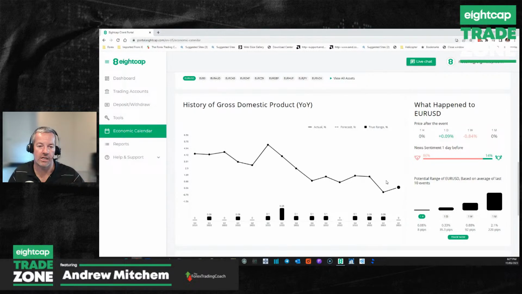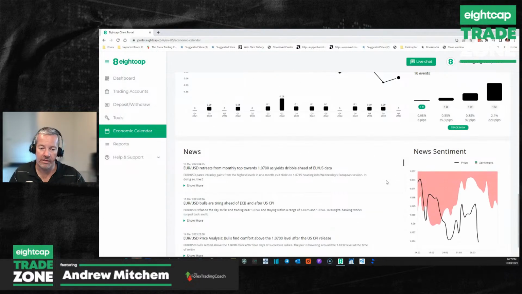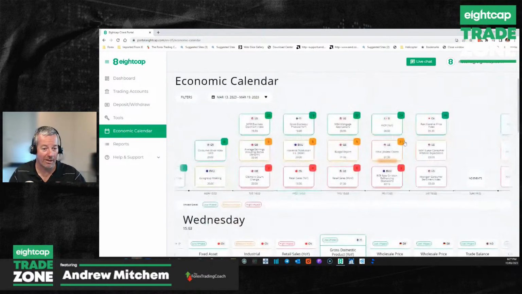Previous history of each event as well. So even for me as a technical trader, I still like to see what's happening here. But if you're a fundamental trader, then of course this is even more important. So make sure you do that. Eightcap will put that link in the comments tab as well for you to click on.